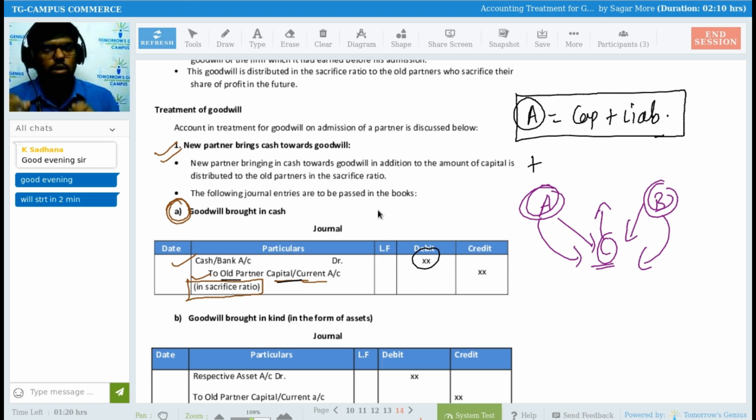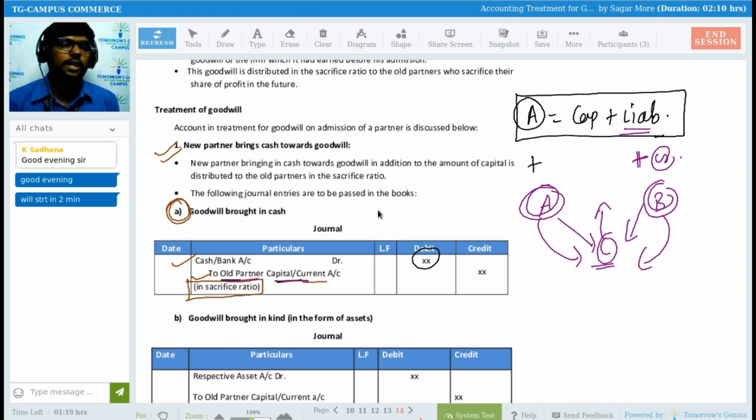And that's why we have to credit old partners capital in current account. Capital is a liability, and liability is always credited. Whenever you want to increase a liability, we have to credit it, right? And that's why we have credited old partners capital in current account. That is one reason.